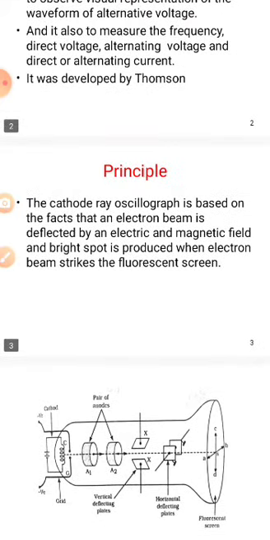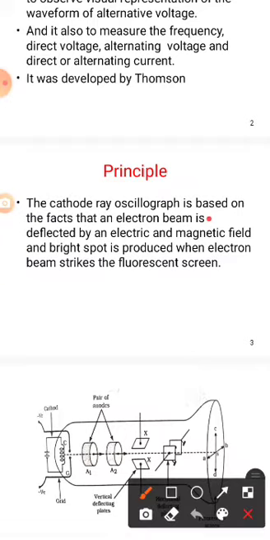The cathode ray oscillograph, or CRO, is based on the fact that an electron beam is deflected by an electric or magnetic field, and a bright spot of white light is produced when the electron beam strikes the fluorescent screen.